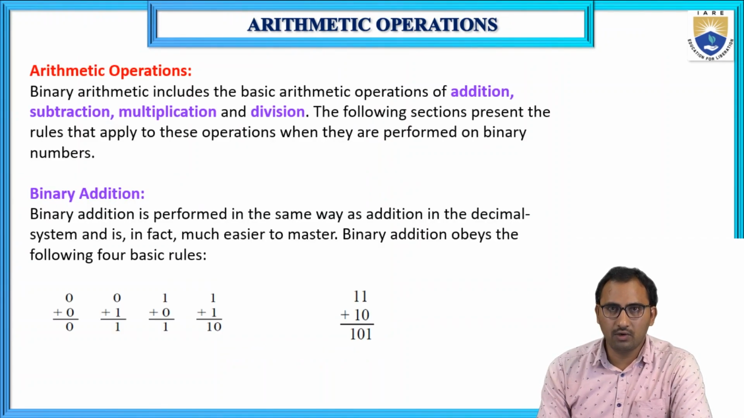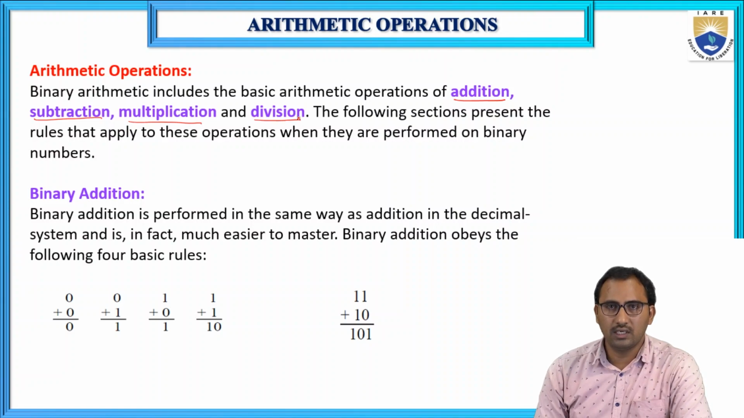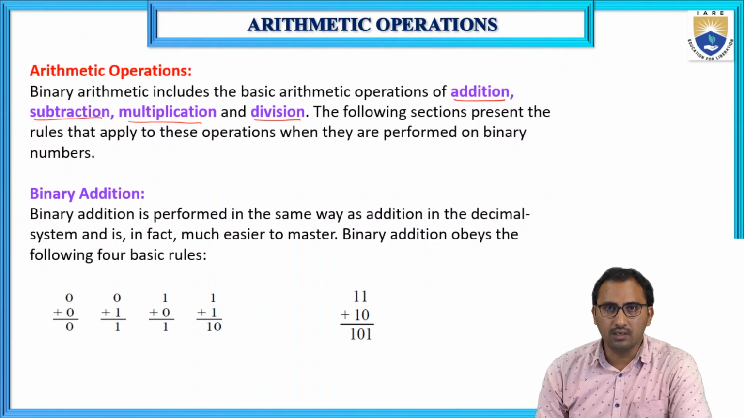So if you come to the arithmetic operations, the binary arithmetic includes the basic arithmetic operations of addition, subtraction, multiplication, and division. The following sections represent the rules that apply to these operations when they are performed on binary numbers. When we are performing all these arithmetic operations, we need to follow certain rules. So let's see what the rules are.